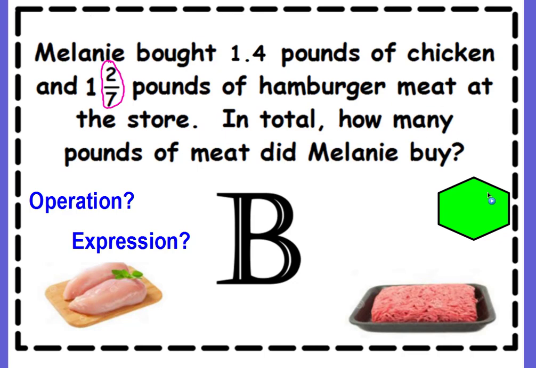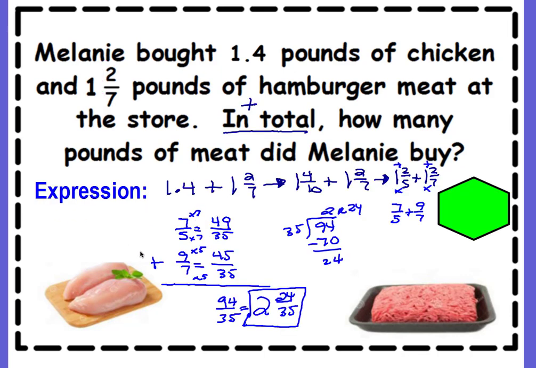Okay, let's see how you did. Did you get 2 24/35? If you did, awesome job. If not, go ahead and take a look at the work that's been done here. If you'll notice, you could not change 2/7 into a decimal, so we had to do everything in fraction form. So take a look at the work, see if you can find your mistake. If you did get it correct, move on to problem C.